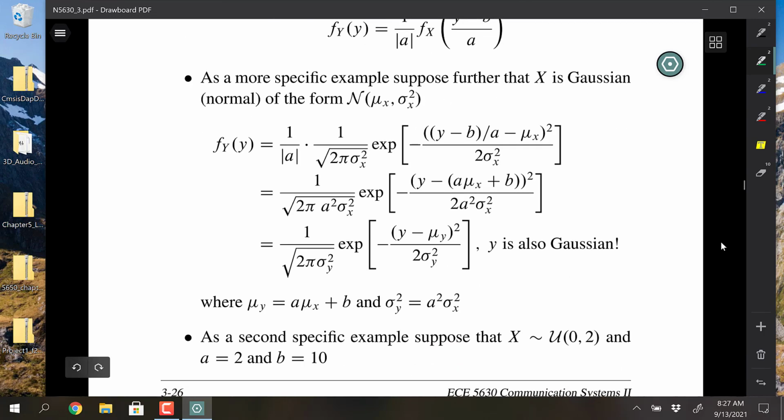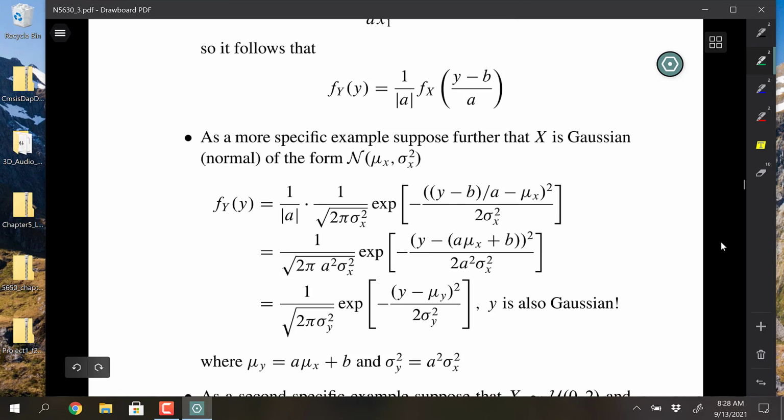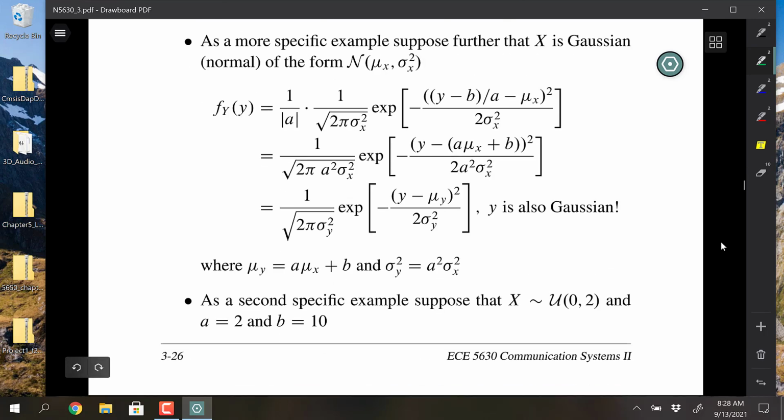So suppose you had a Gaussian random variable x that had mean, and I haven't defined mean yet, even though I know you know what it is, because moments comes up a little bit later, but it has parameters mu_x and sigma_x squared. Plug that into this equation up above to get the density on y, and by doing some substitutions, namely with this substitution and this substitution, you conclude that the mathematical form of the PDF on y is also Gaussian.